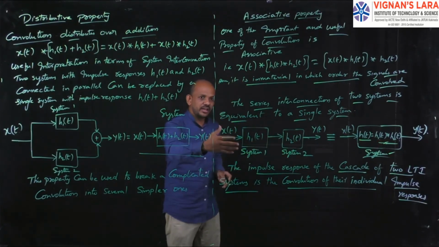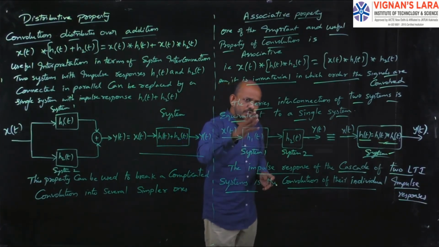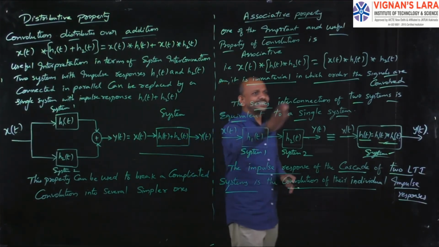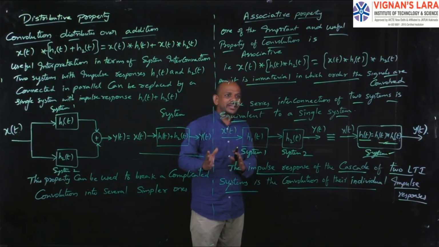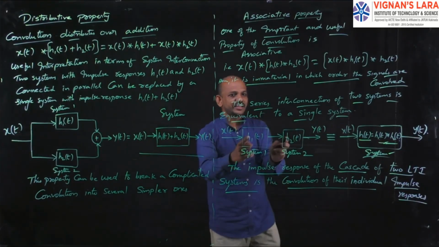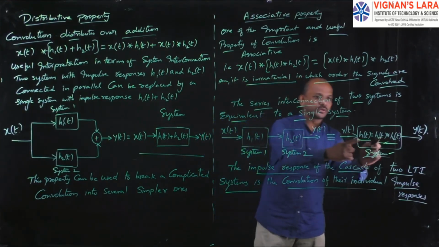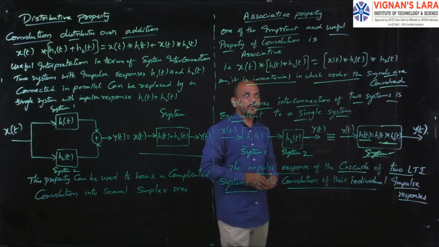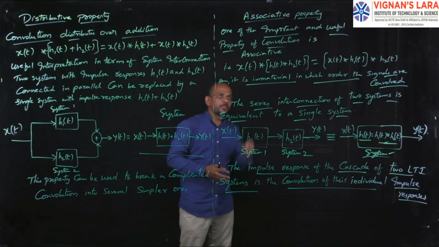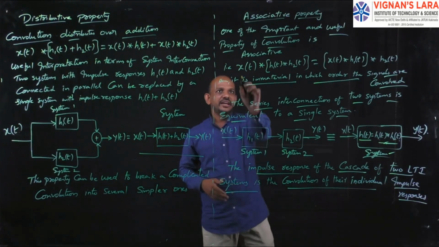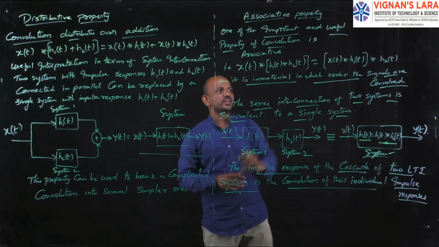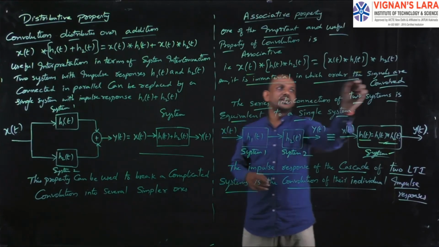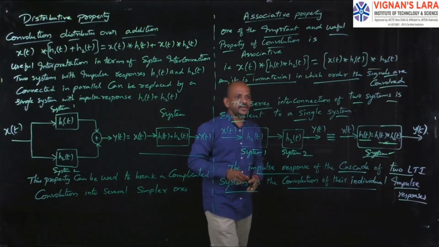So this is the explanation about the associative property. In this associative property, the series interconnection of two systems is equivalent to a single system, as shown in the diagram. This is the block diagram representation of the associative property. It is one of the most important and useful properties of convolution, and it can be represented as x of t convolution h1 of t, convolved with h2 of t, equals x of t convolution with h1 of t star h2 of t.